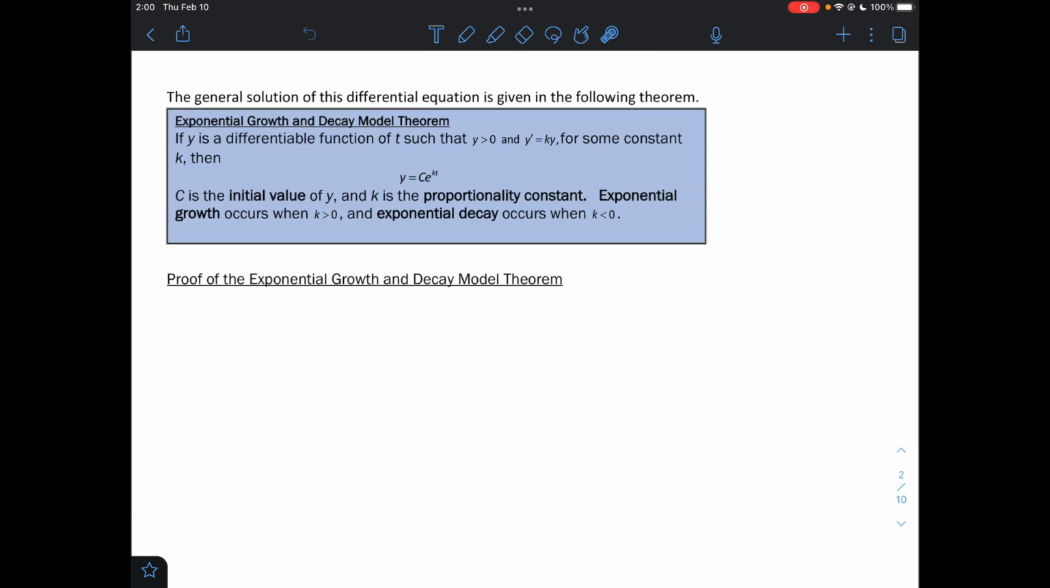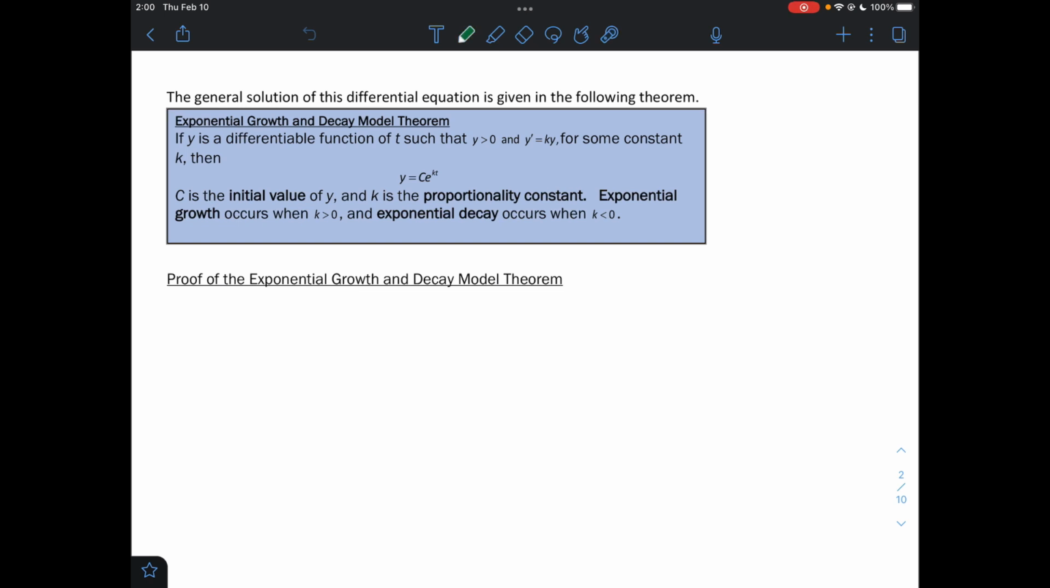The general solution of this differential equation is given by the following theorem, exponential growth and decay model theorem. So if that same thing we just talked about happens, then this is called our general solution to this differential equation. C is your initial value, k is the proportionality constant. Growth occurs when k is greater than 0, and exponential decay occurs when k is less than 0.